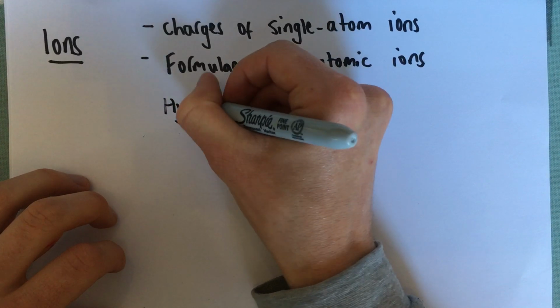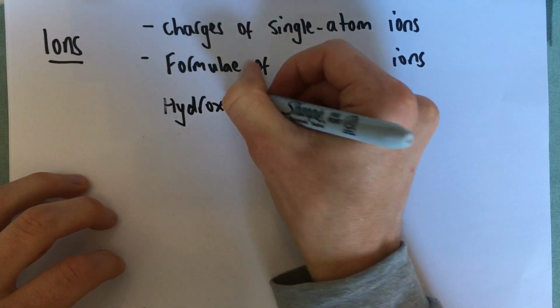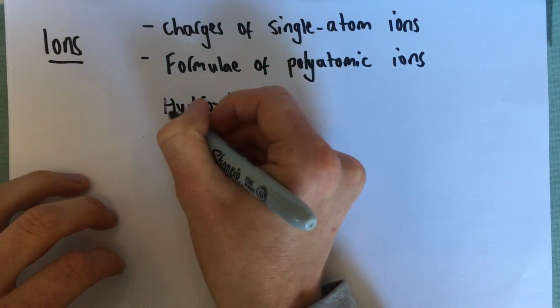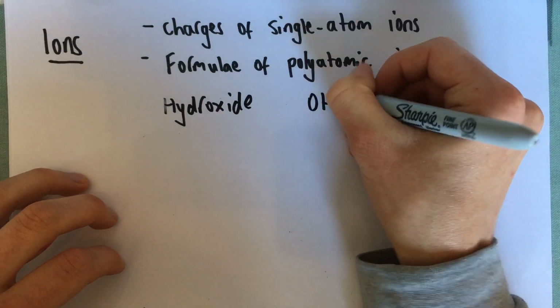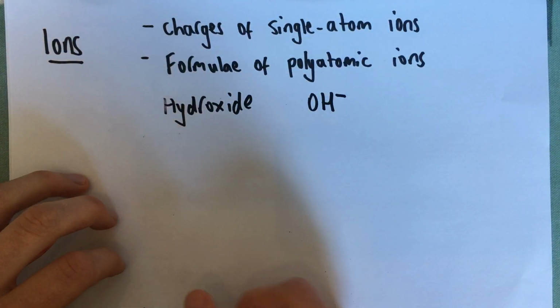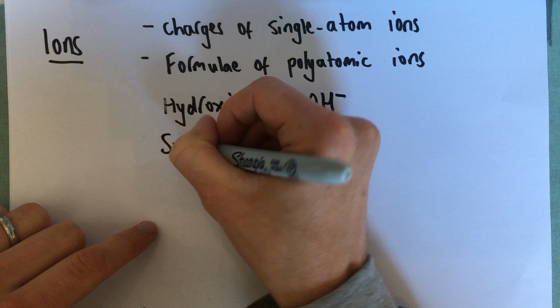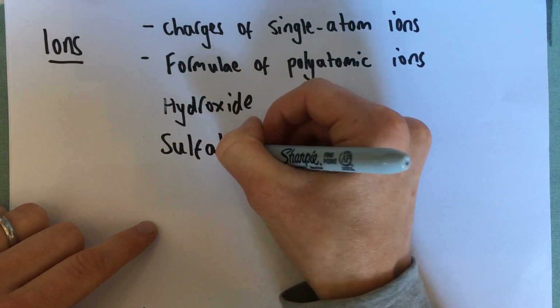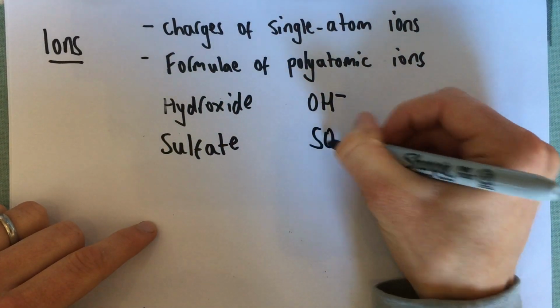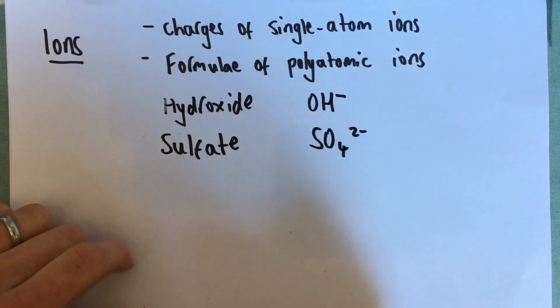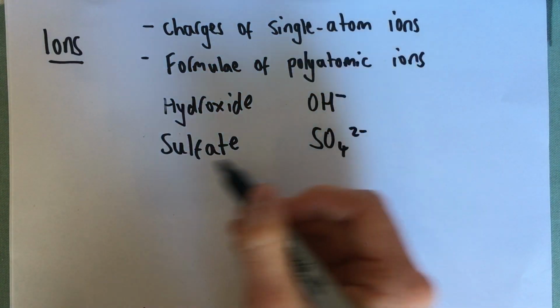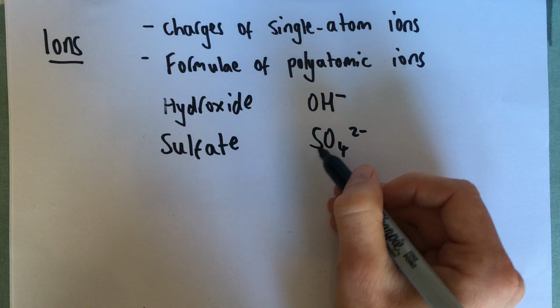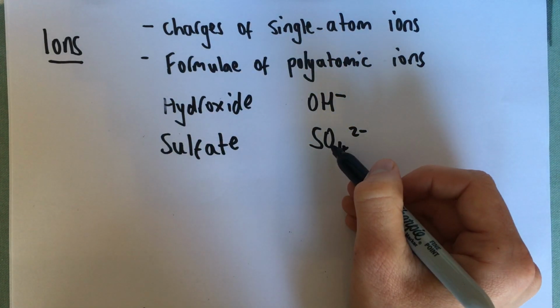First one, hydroxide. The name tells us it's got oxygen and hydrogen in it. So the formula is OH. You need to know that the charge is minus, just 1-. You also need to know sulfate is SO4 with a charge of 2-. From the name, sulf tells us it's got sulfur in it, and ate means it's got oxygen in it.